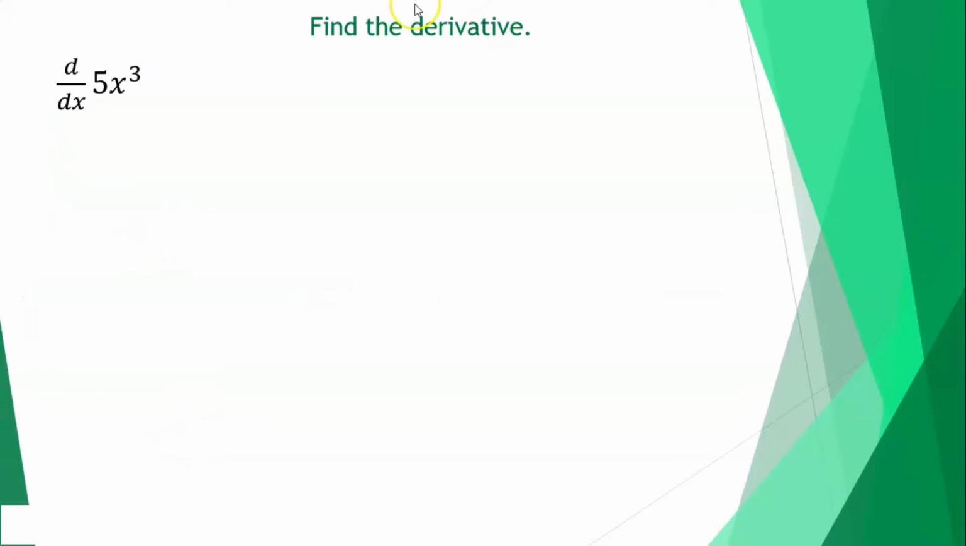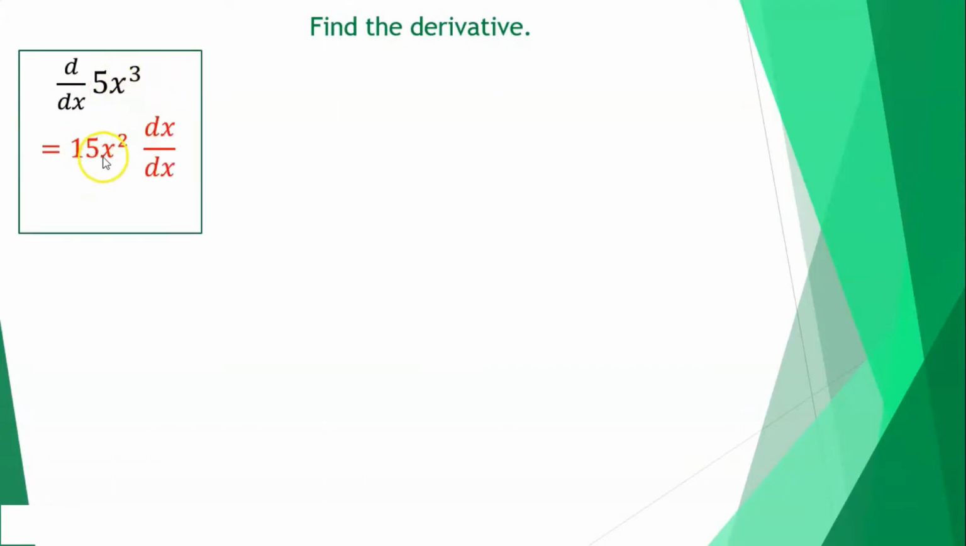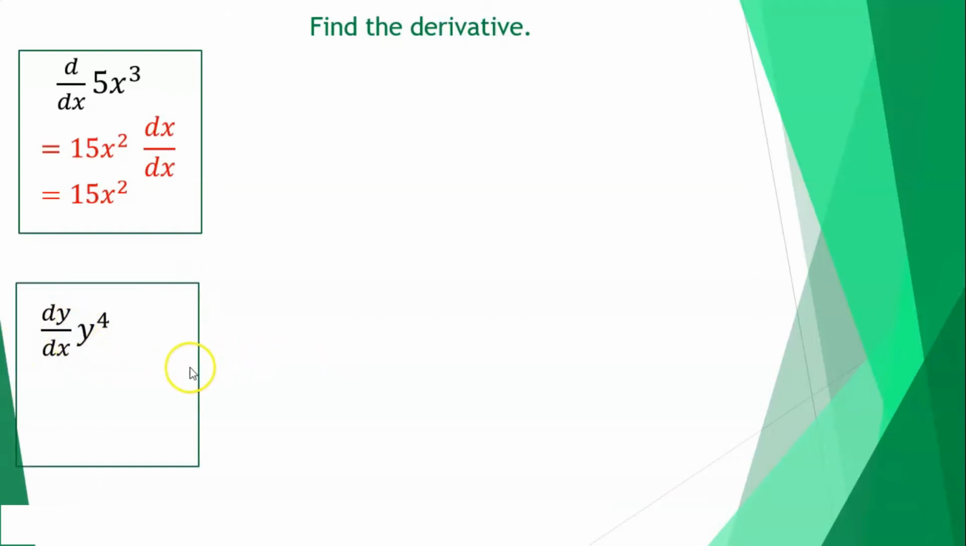To begin with, find the derivative of 5x cubed. The derivative of this is 15x squared times the derivative of x with respect to x. Since dx over dx cancels, the final answer here is 15x squared. Another: find the derivative of y to the power of 4. This would become 4y cubed times the derivative of y with respect to x.